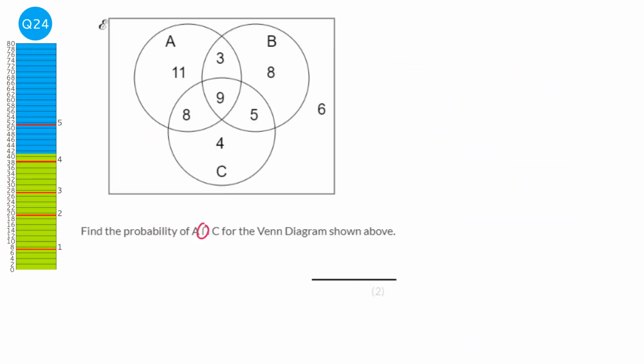So the symbol here basically means and, and the way I remember it is if you draw that symbol and just put a line through it, you can make the word and. So we're looking at the probability of getting something that is in A and C. So the only ones that are in A and C are this 8 and this 9 here. So we're going to just add the 8 and the 9 together, which gives us 17. Now we need to then work out how many numbers there are in total, so that's all of them.